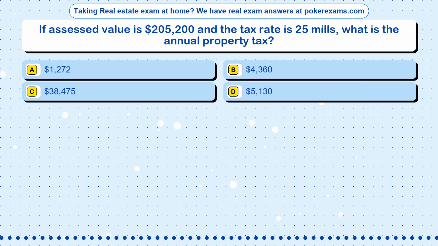Question 80. If assessed value is $205,200 and the tax rate is 25 mils, what is the annual property tax? Option A, $1,272. Option B, $4,360. Option C, $38,475. Option D, $5,130.